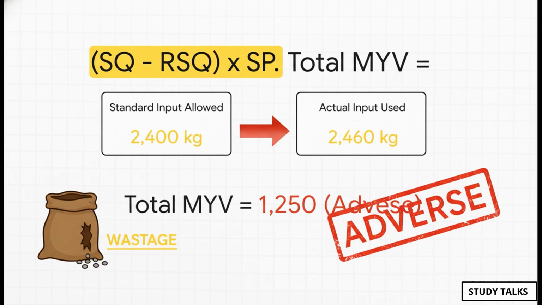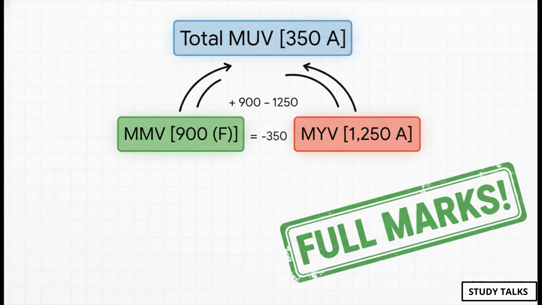But what about our yield? Here's the logic. For the 10 units we made, the standard says we should have only used a total of 2,400 kilograms of materials. But we actually used 2,460 kilograms. We put more stuff in than we should have for the output we got. That means our process was inefficient, our yield was poor, and that inefficiency cost us, giving us a yield variance of 1,250 adverse. And now the moment of truth.